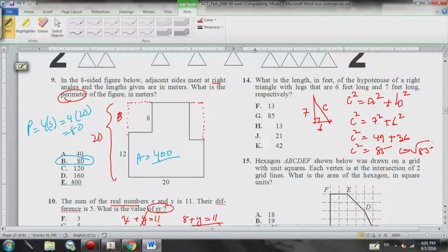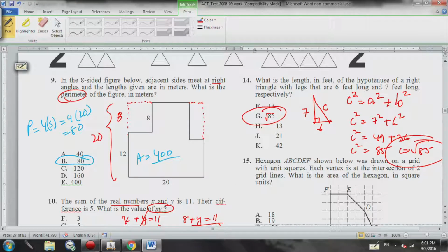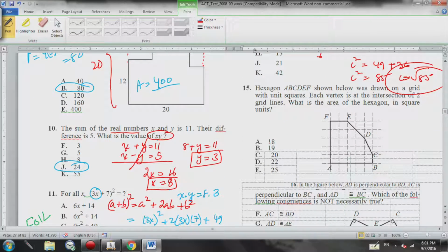It's plus or minus the square root of 85, but the triangle is not going to have a negative side length. I think there's supposed to be a square root sign over here. Let's see if there's a square root of 85. 9.21. Did they give that? So I think there should be a square root sign over there. Okay.